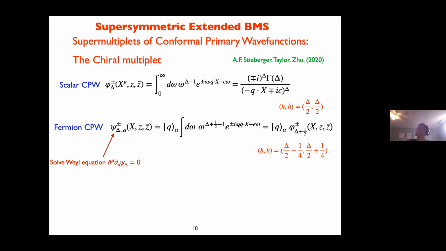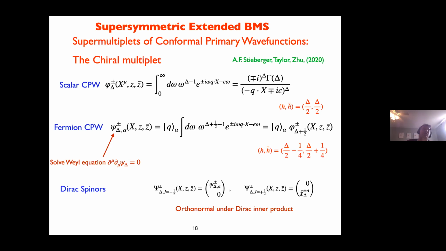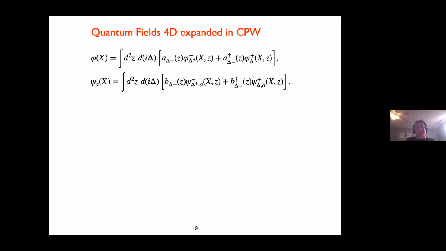These are the Weyl spinors of the momentum basis, and it has dimension, again, delta. You can see here the conformal weights, holomorphic and anti-holomorphic, but it has spin 1/2. And we can check that this is orthonormal. Supersymmetry now. What we would like to do is to show that we can relate via supersymmetry the bosonic ones to the fermionic ones. In order to do that, we take our quantum field phi and we expand it not in a plane wave basis, but in a conformal primary wave basis.